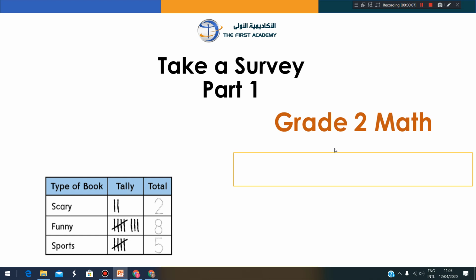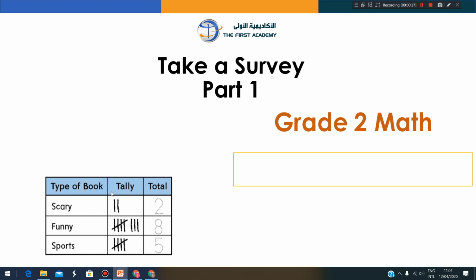Today we are starting a new topic, which is take a survey. A survey is when we ask people about things and we collect information and we collect data. And we need math because we collect the data using numbers. And today we're going to use tally marks.